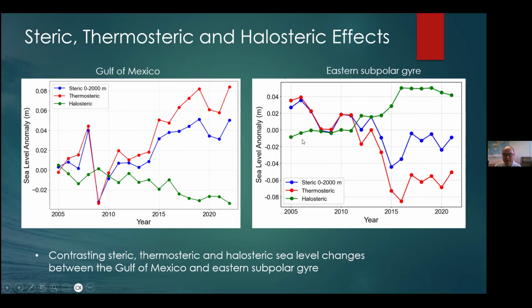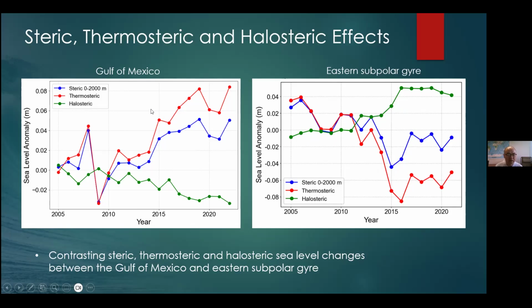At the same time, you can see the halosteric sea level rises in this region. This is the green curve here, and this is due to the ocean freshening in this region. So the halosteric sea level rise partially compensates the thermosteric sea level fall. If you combine the two, you get the total steric sea level change in this region. This is the blue curve here. You see the steric sea level falls during this period of time, mainly due to the ocean cooling.